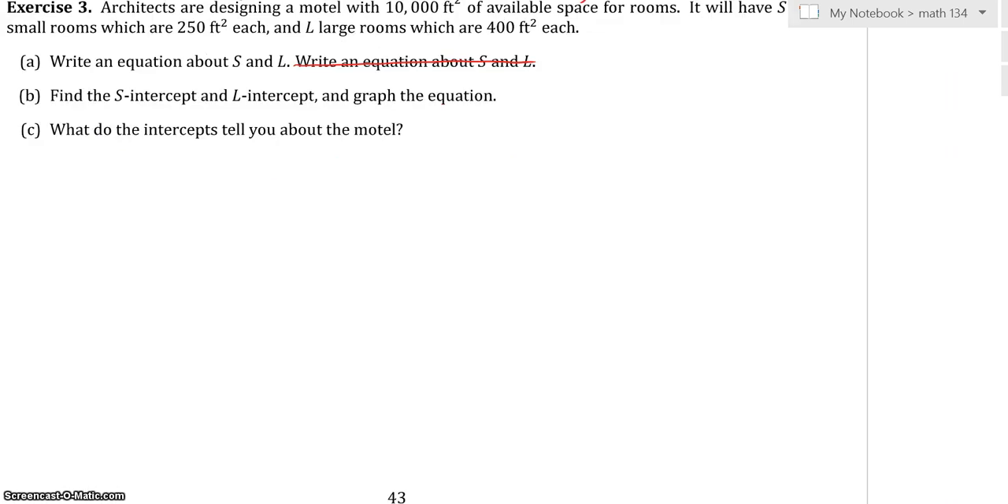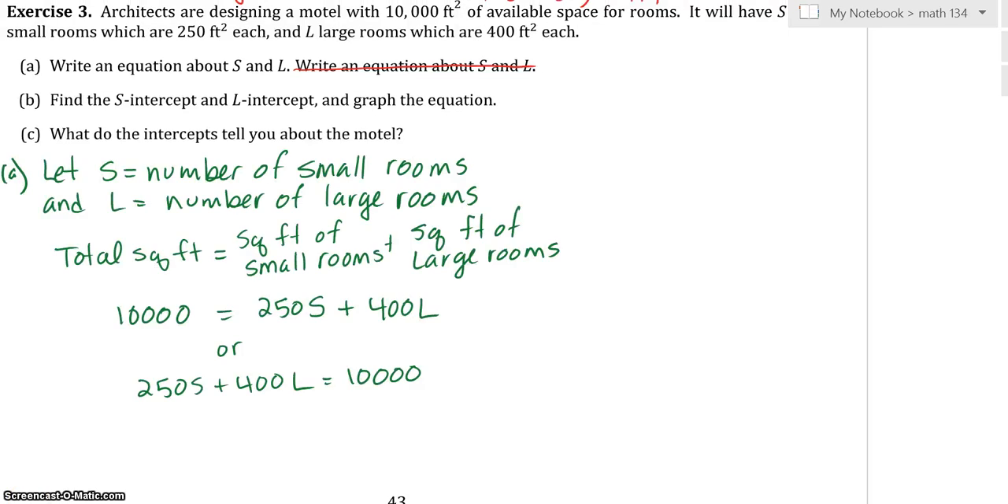So go ahead and pause and come back when you want to see the solution. I'll give you a hint. This is like example 3 of the video right before this. So here's the solution to exercise number 3. We're going to let S be the number of small rooms and L be the number of large rooms, as they stated here in the problem.